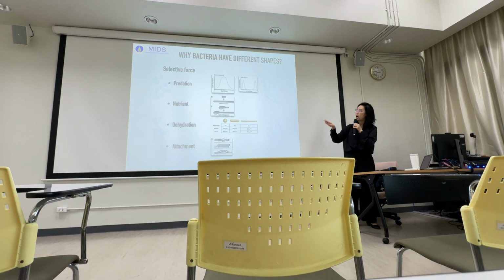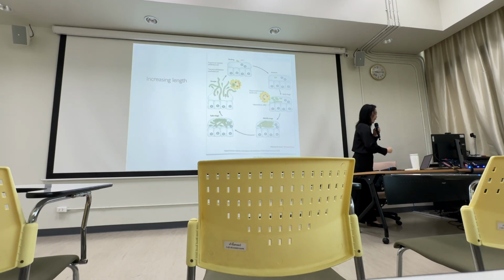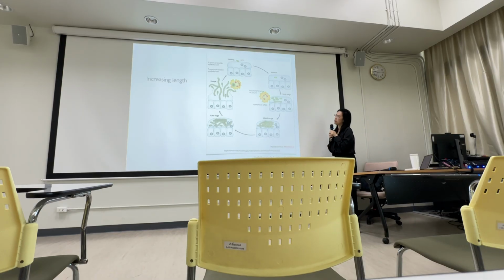So here are four major selective forces that can make the bacteria change their own shape. In this example is the E. coli that causes infection, the uropathogenic E. coli, that causes disease in our kidneys.